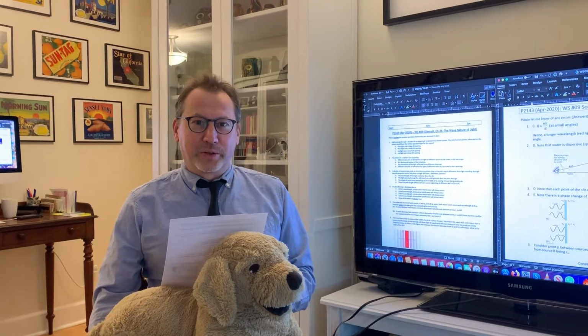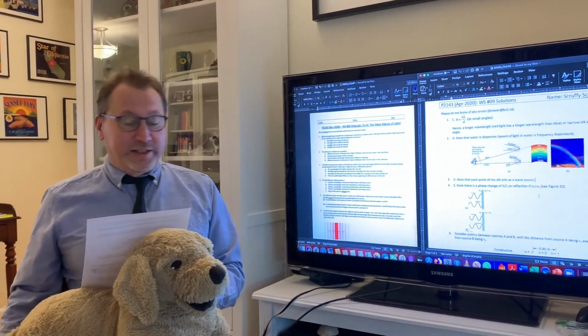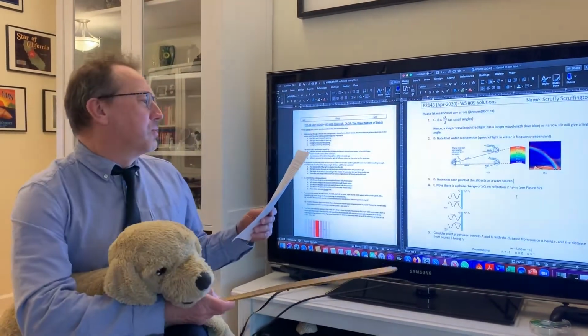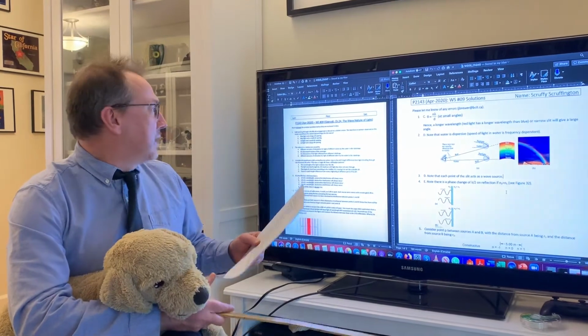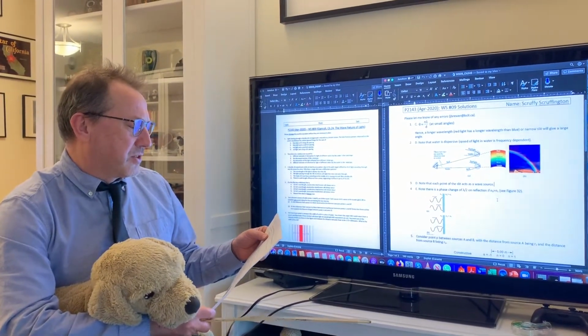Hi, we're going to do worksheet 9 and review these solutions. That's the wave nature of light. Okay, so question 1 is light passing through a double slit arrangement is viewed on a distant screen.